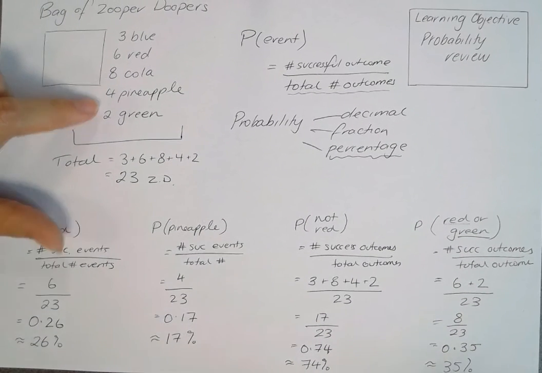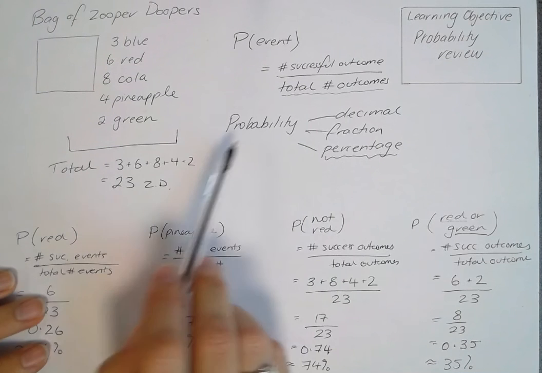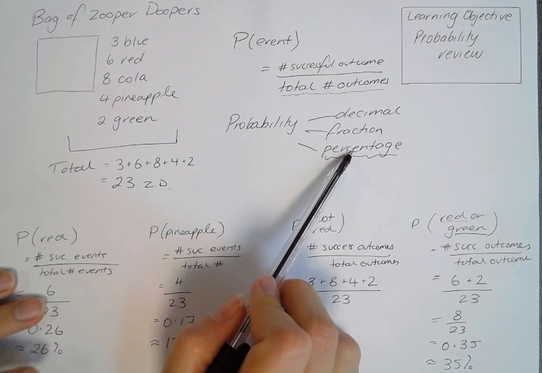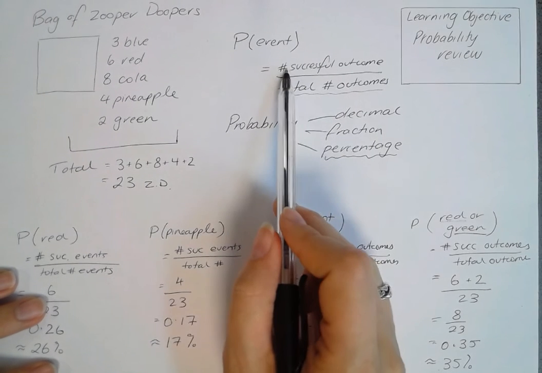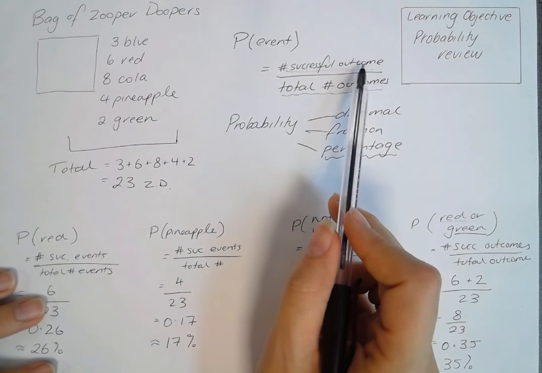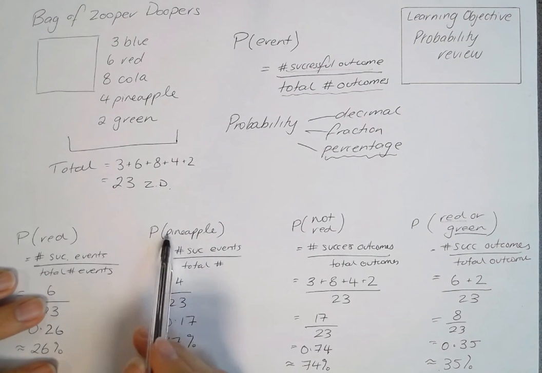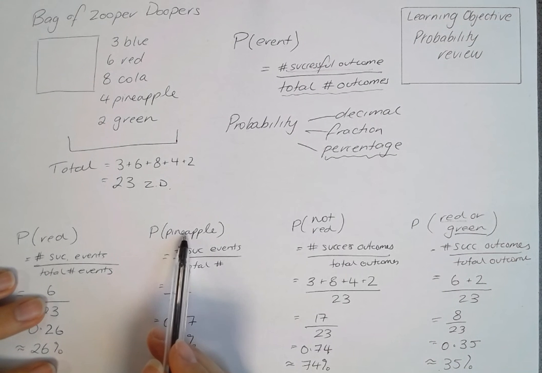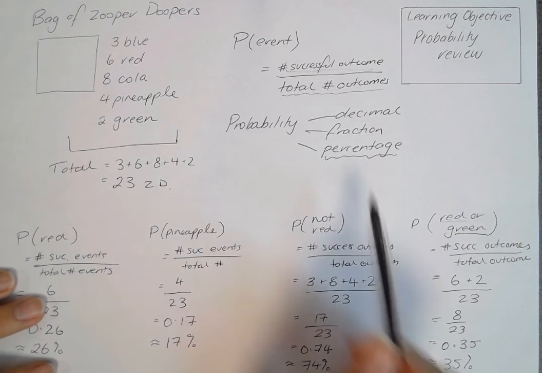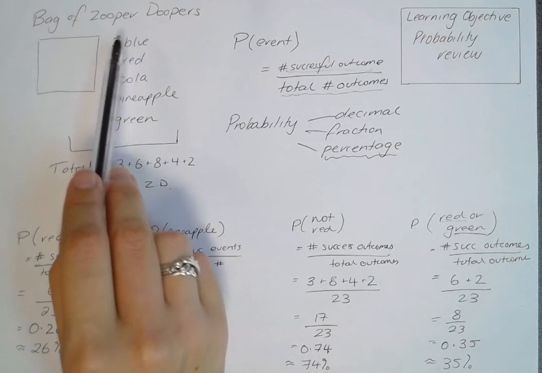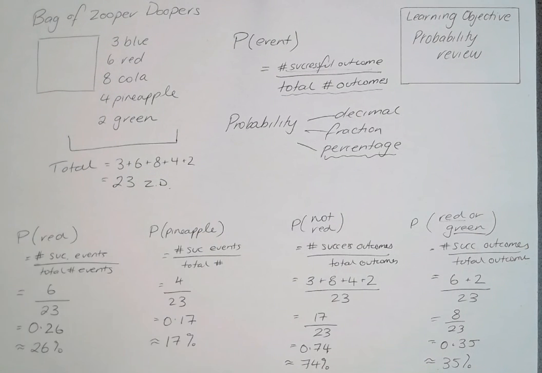Okay, so to reiterate, we can have probability written as a decimal, a fraction, or as a percentage, and we've got all 3 available here. It's really important that we consider our successful outcomes. What are we looking for? What are we trying to choose out of this packet? All right, the pineapple one or the red one or not red. And then we have to make sure we divide it by our total. So it's really important that we add them up correctly to start with.